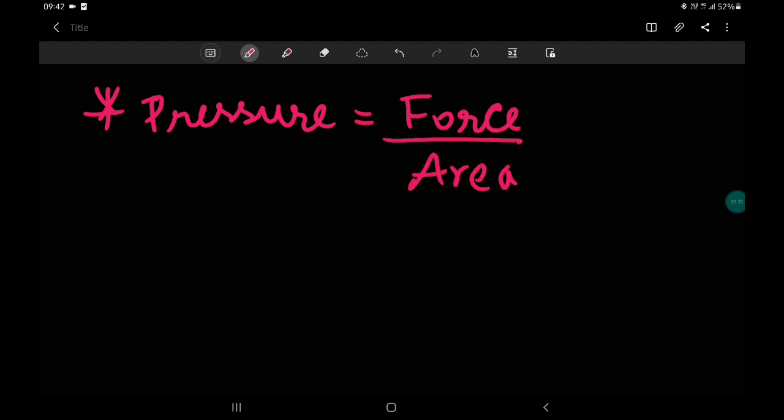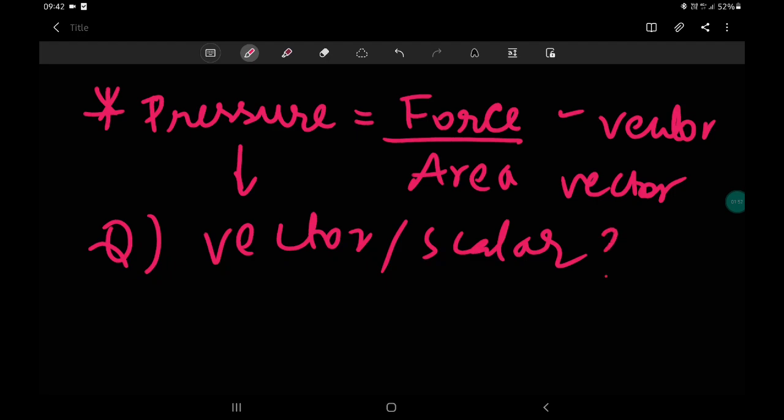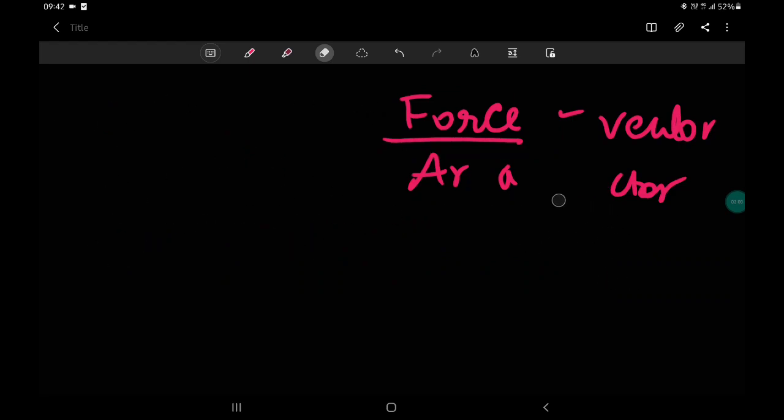This question was already asked in the previous video, but I didn't find any correct answers for it. So now I want an answer again: force is a vector, area is a vector, then what is pressure? Is it a vector or is it a scalar? I want this answer in the comment box below. And here the force you should consider is, as I already said, the normal force. If you don't know what the normal force is, just go to the previous videos and you will get the answer.